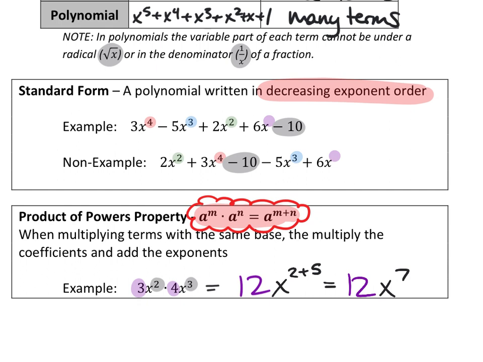Wow, did I really add? I just wrote a 5. That should be a 3. My brain got ahead of my hand.